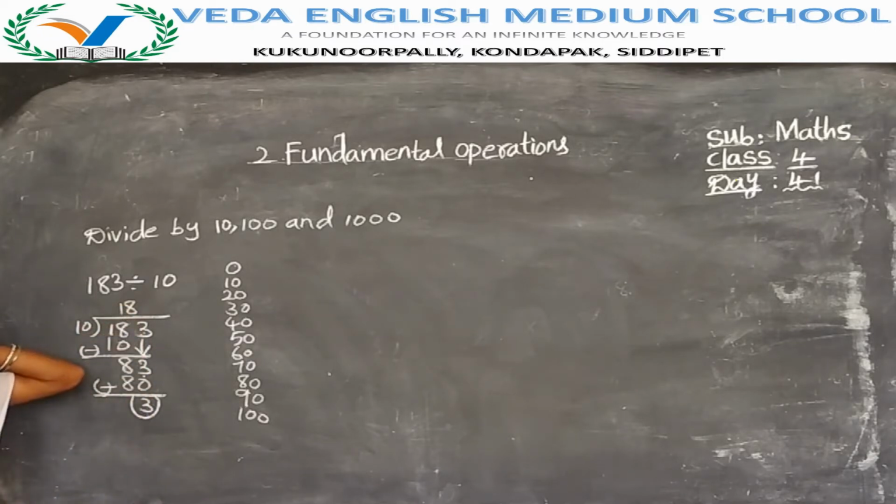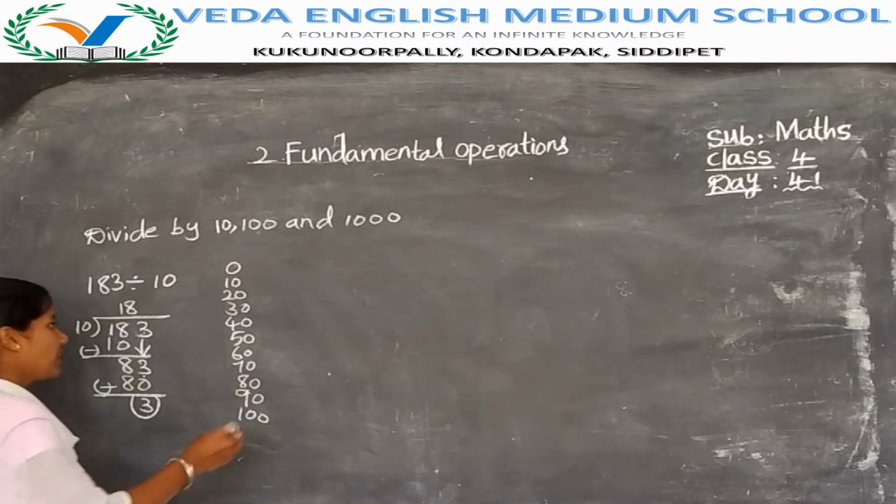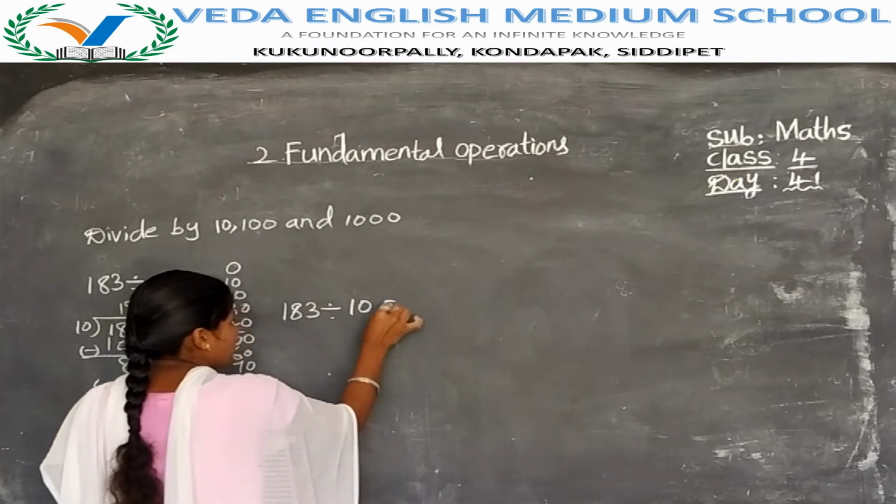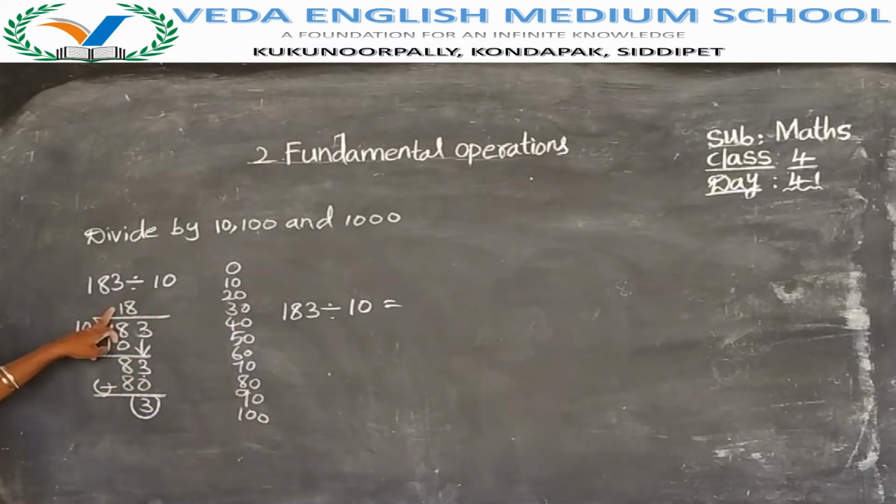Have you observed anything here? While I have divided 183 by 10, we got the quotient as 18 and remainder as 3. After completion of division, I am saying that the quotient is 18 and the remainder is 3.